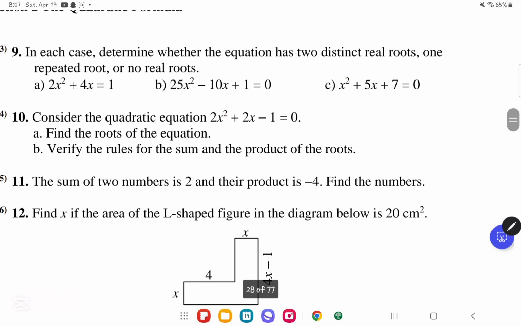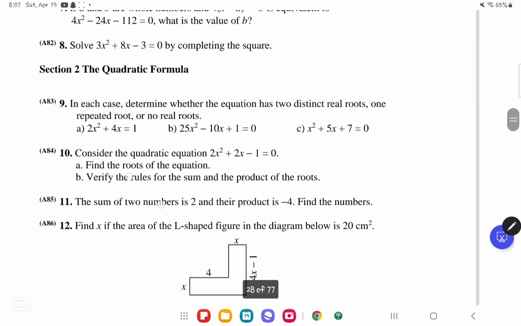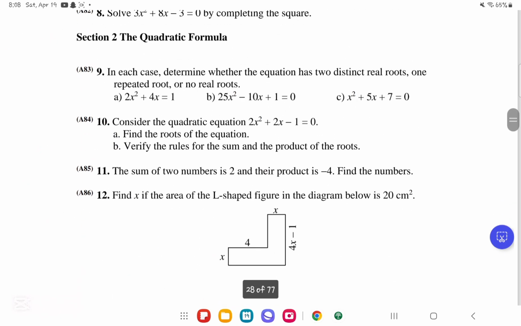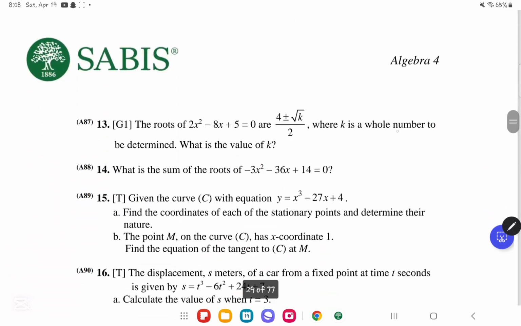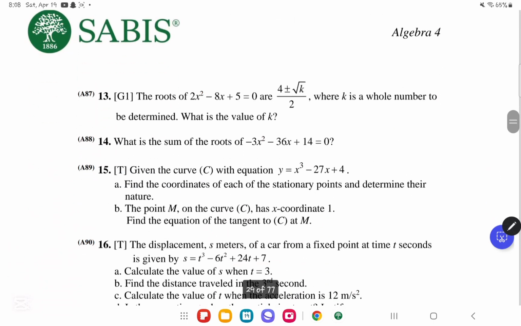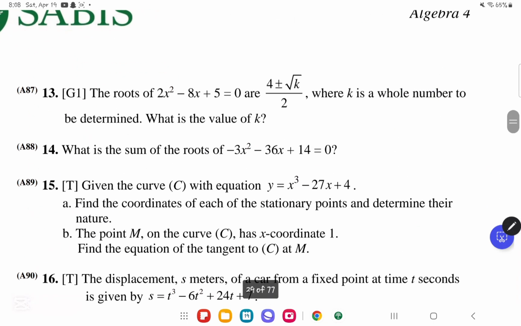Okay, so now we will move on to another question, number 37. Okay, I think we will get the other question later. But anyways, let us move on to the next question that we have, which is question number 13. They said the roots of 2x squared minus 8x plus 5 equals 0 are this, where k is a whole number to be determined. What is the value of k?